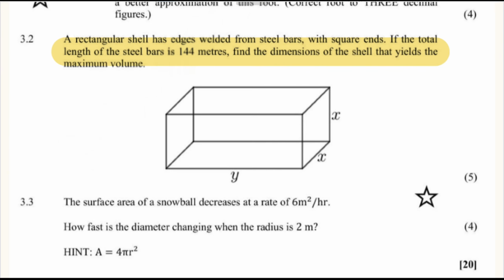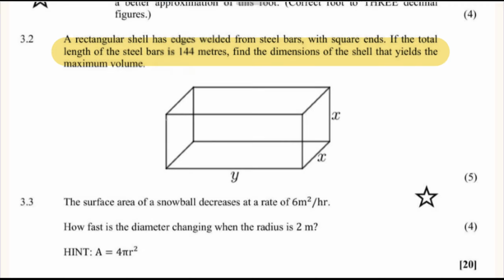Question 3.2 states that a rectangular shell has edges welded from steel bars with square ends. If the total length of the steel bars is 144 meters, we have to find the dimensions of the shell that yields the maximum volume. So the word maximum is attached to the volume, so it is the volume that we are going to differentiate.